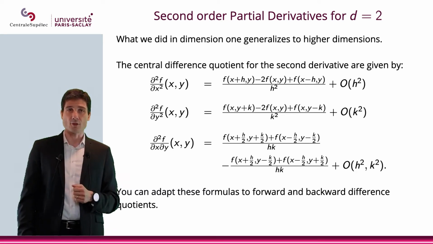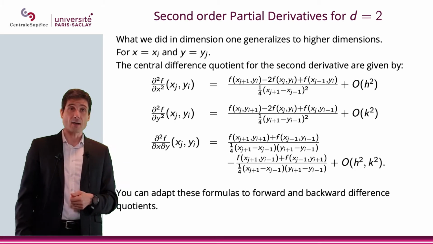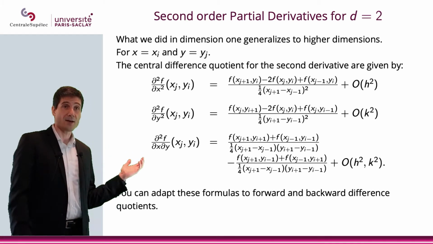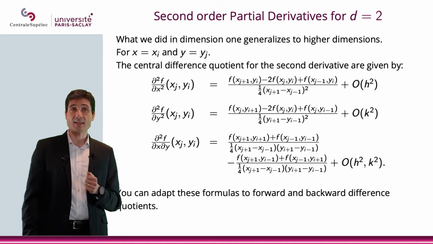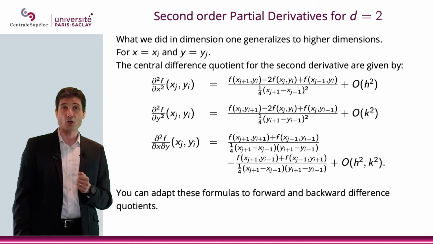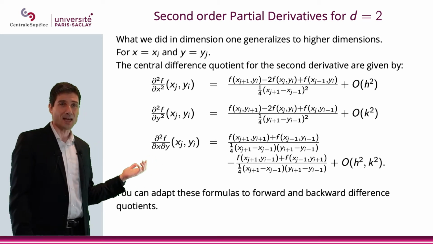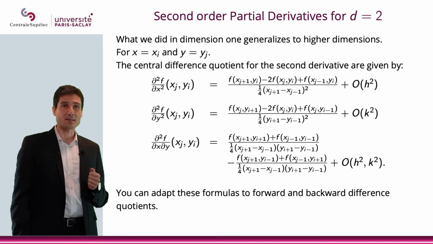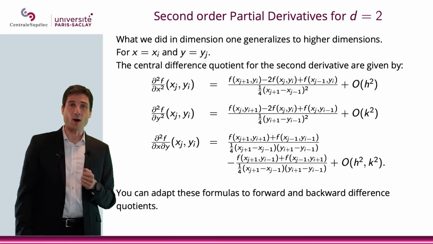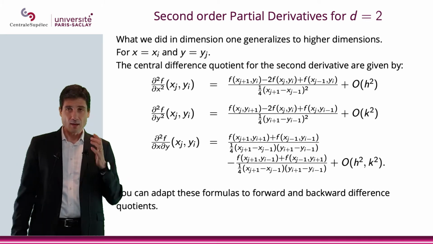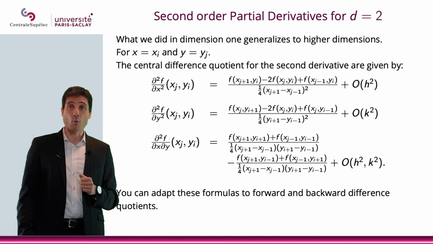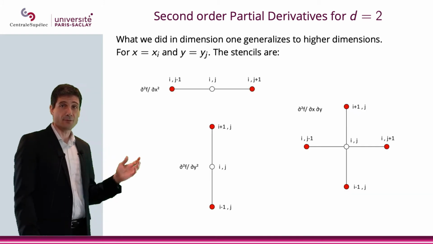I did that here using the central difference quotient, but you can adapt these formulas very easily to forward and backward difference quotients. Now, what do you have if you have x equals x_i and y equals y_j? Well, simply where you have plus h or minus h, you just use the proper numbering system, and here is what you obtain.